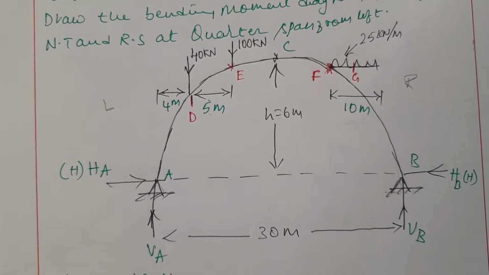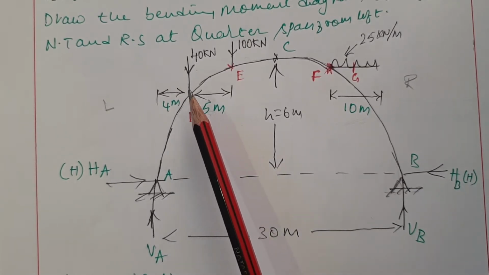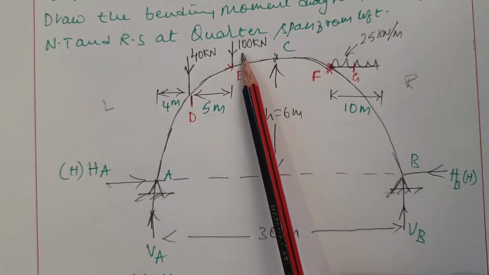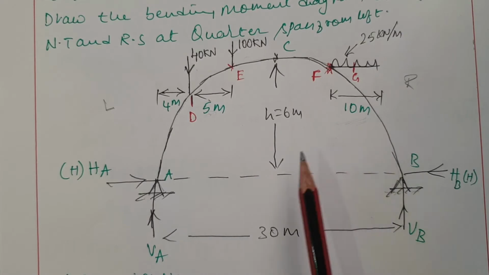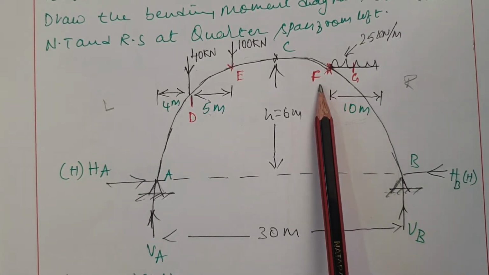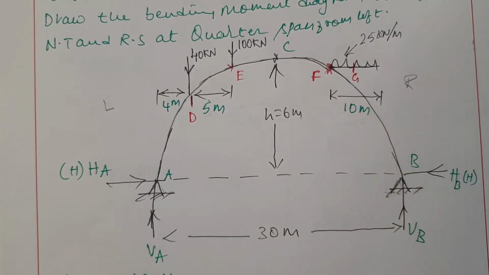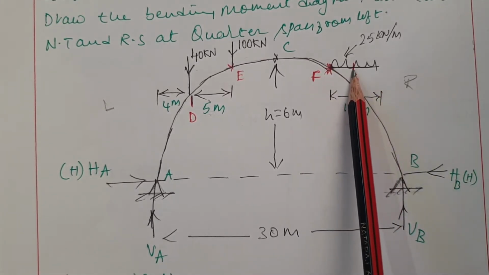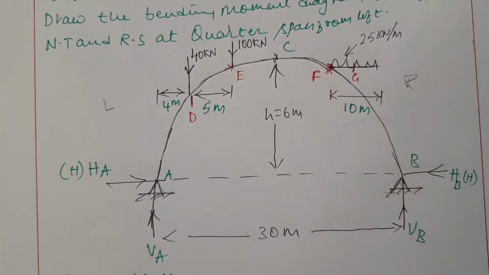Listen carefully here. In order to calculate bending moment, the loaded points are: point D, because there is a 40 kilonewton load; point E, where there is a 100 kilonewton load; and the point where the UDL starts, that is F. We know that for a UDL, exactly at the center we will get the maximum bending moment, so we also calculate for the UDL center, which I am considering as G. These are the points where we have to calculate the bending moments.